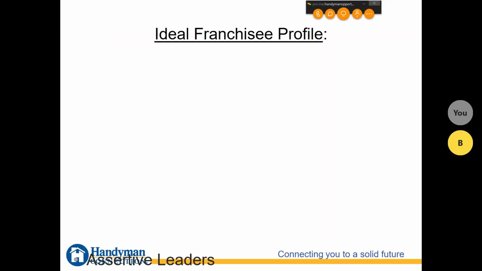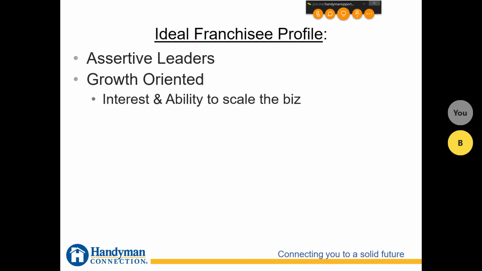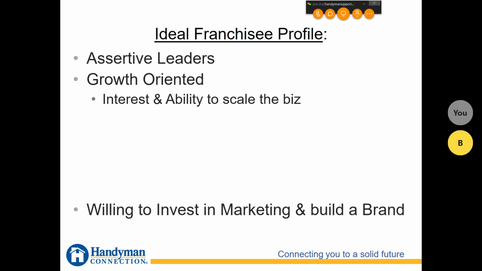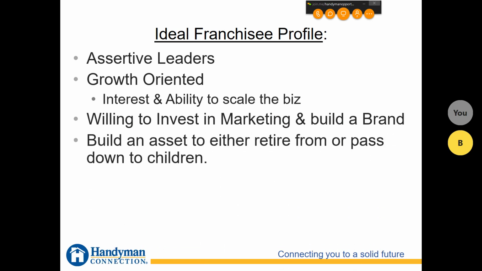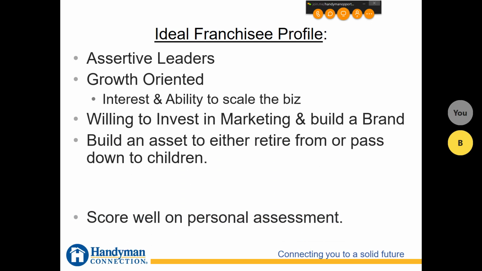Who are we looking for? What's our ideal franchisee? We're looking for assertive leaders who are very growth-oriented, really interested in the ability to scale the business, not just buying themselves a job, okay? Willing to invest in a proven market and really build a brand. Build an asset to either retire from or pass down to family, or sell, okay?